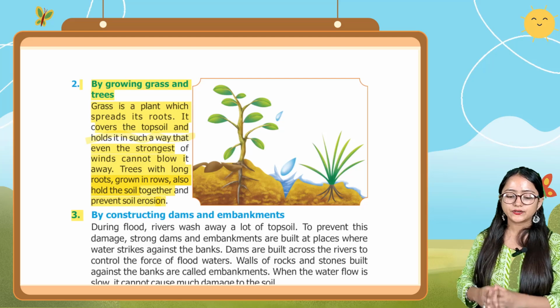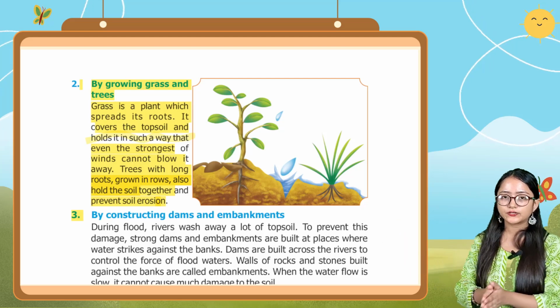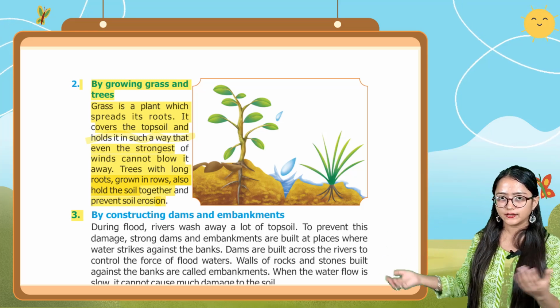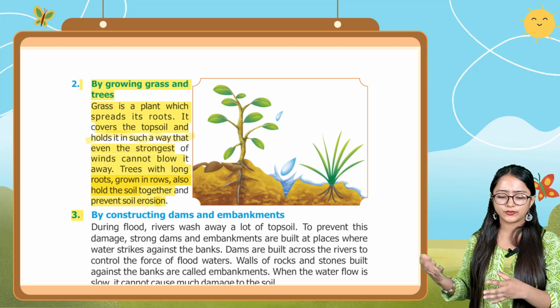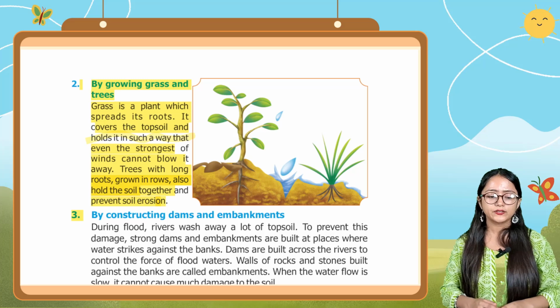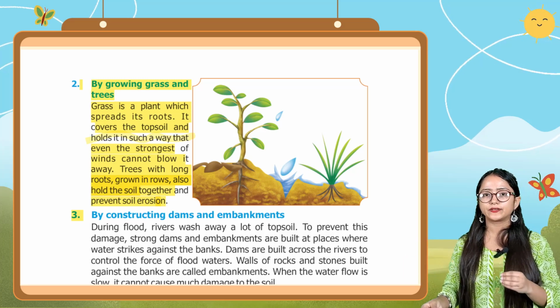Trees with long roots grown in rows also hold the soil firmly, and the topsoil cannot be washed away by wind or water. So by growing plants or grasses, you can prevent soil erosion.